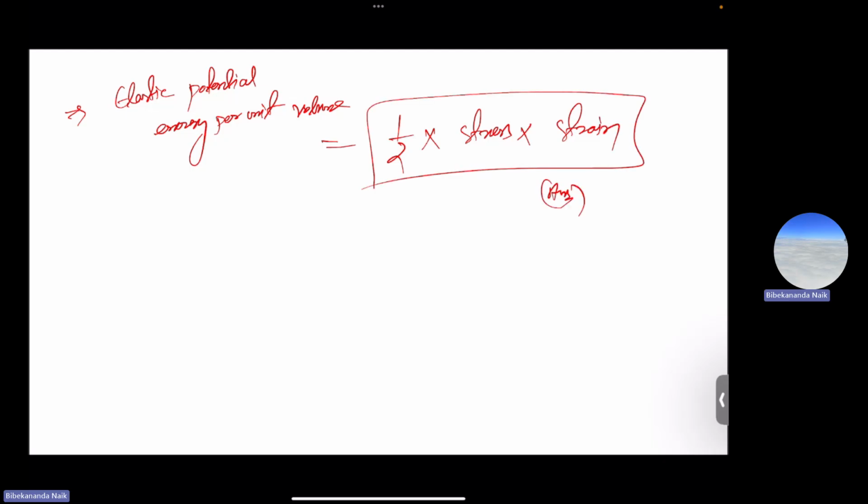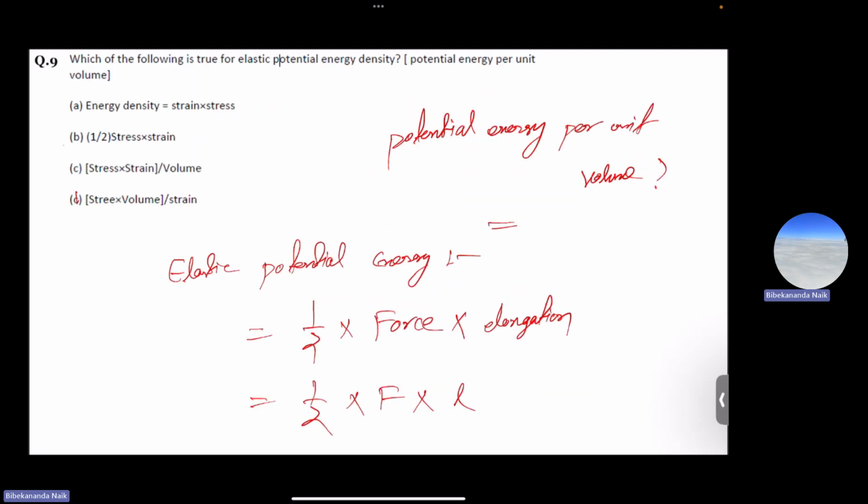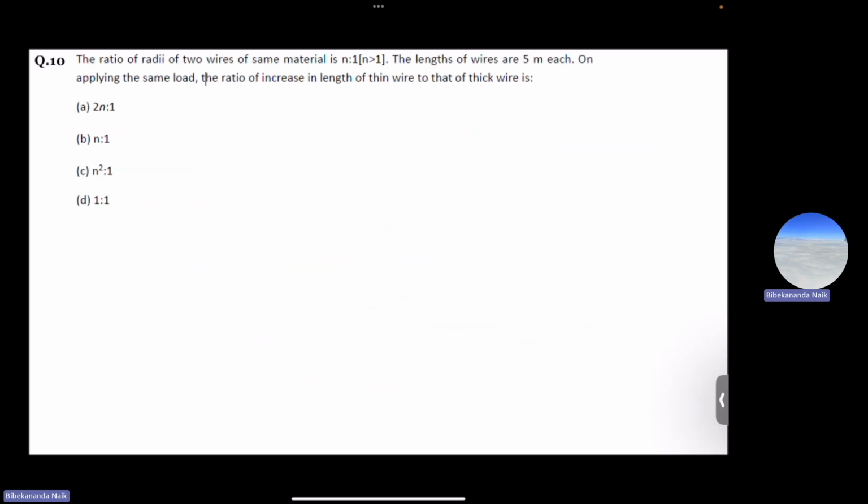So the correct answer is half into stress into strain, that is option B. So I hope this is clear to everyone. Now we'll move to question number 10.